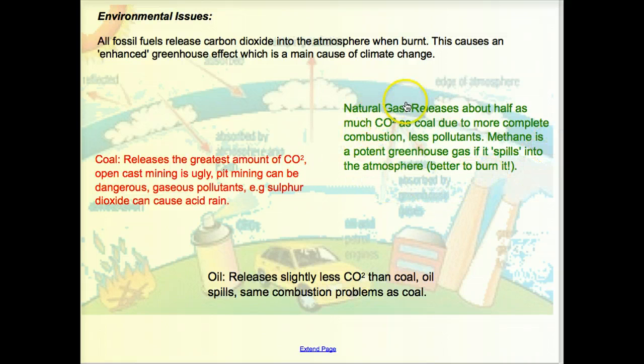Natural gas releases about half as much carbon dioxide as coal due to a more complete combustion, so there's less pollutants. Methane is a potent greenhouse gas, so if gas does spill into the atmosphere, it can enhance the greenhouse effect as well, which is why we often burn off natural gas from oil fields. We sometimes see these big flames burning out the top of oil rigs.